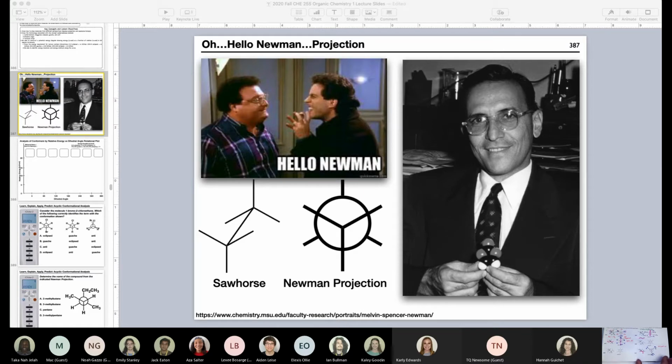Are we pretty good on doing this skill or task, converting from one perspective to another? If you have concerns or questions, unmute or put them in the chat.